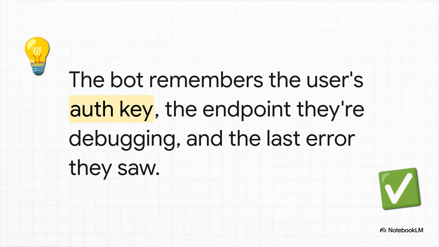Just look at the night and day difference this makes for our API bot. With a memory cell, it can now remember critical info, the user's API key, the exact endpoint they're fighting with, the last error code it saw.